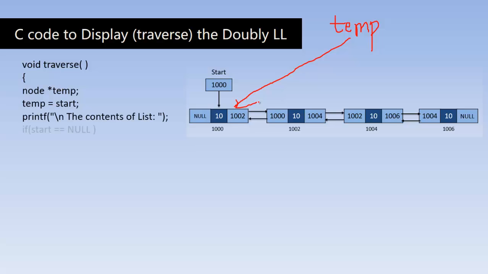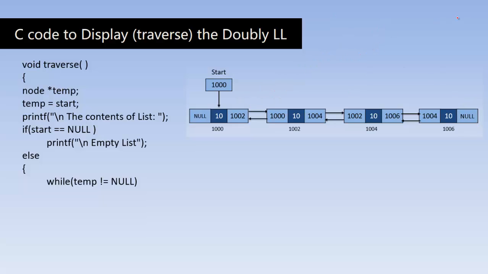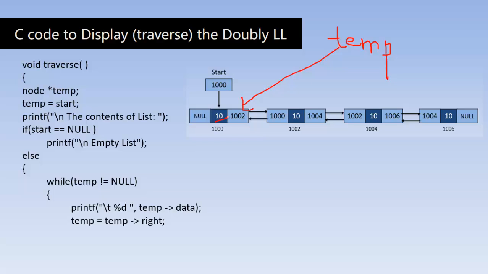So the contents of the list are, if start equals null, there is no node, the list is empty. Else, I'm going to print the content of temp arrow data, until temp is not equal to null, until it remains not pointing to null, right? Now temp is currently pointing here. So I will print temp arrow data, which is 10.